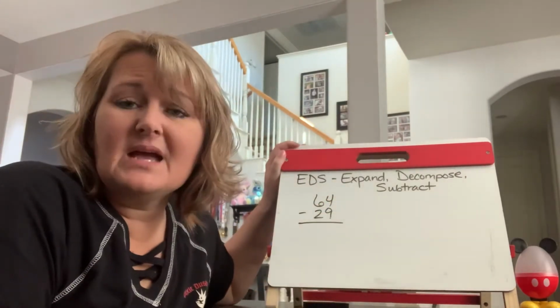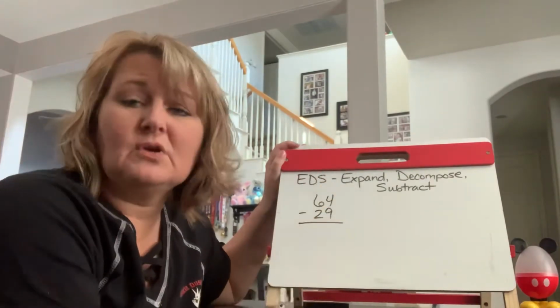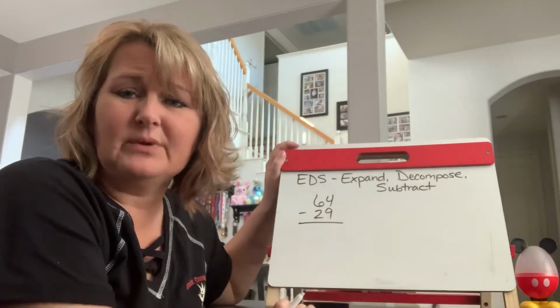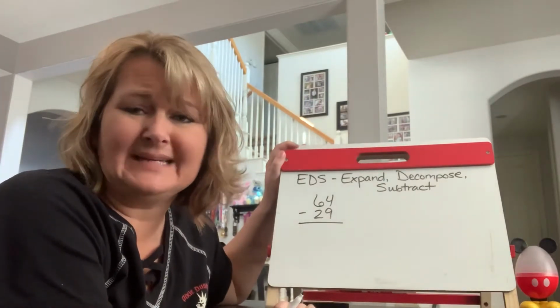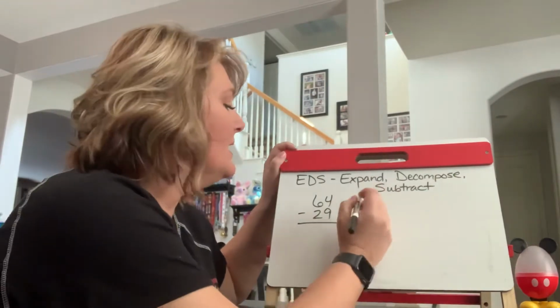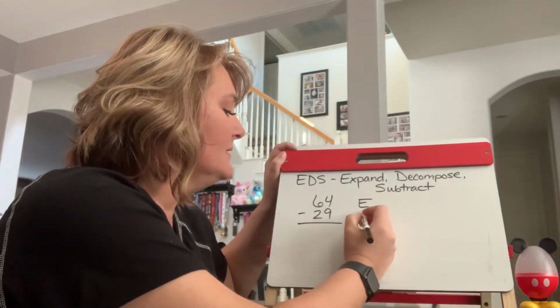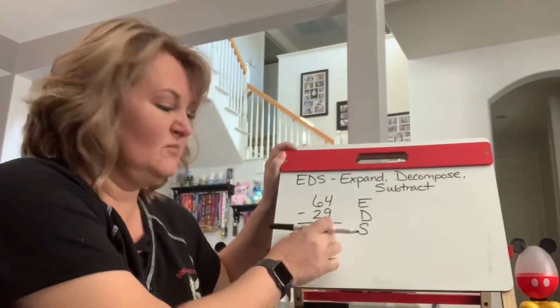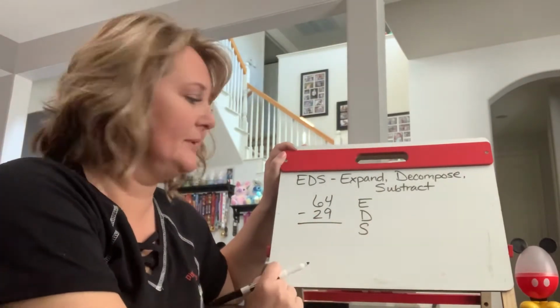Now, we're not going to just go straight down and subtract, right? Because we can't take 9 from 4. If you only have 4 apples, you can't give me 9. So we need to change things, and that's where EDS comes in. We're going to have expand, decompose, and subtract. Of course, you could put that down here on a piece of paper.